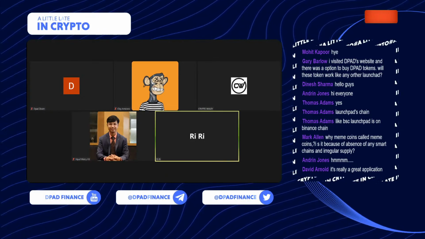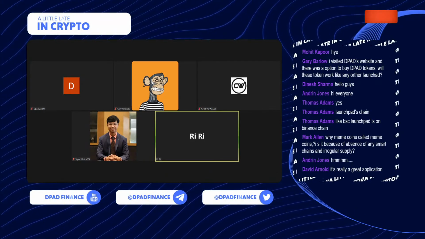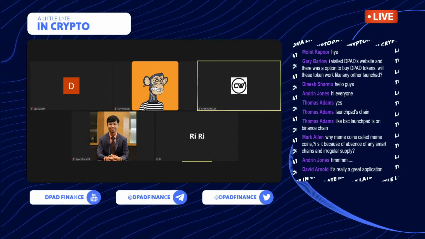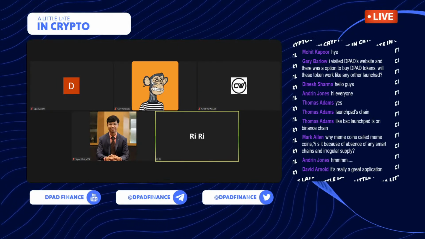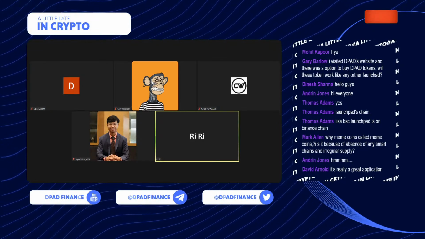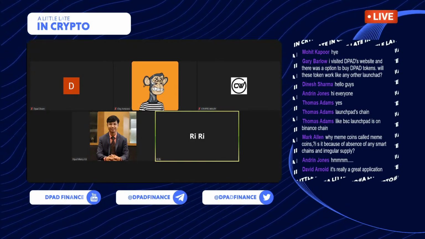And now how about resources? What kind of resources do you think a Launchpad should provide to a project? So we've talked about some guidance, but what about actual hard resources?